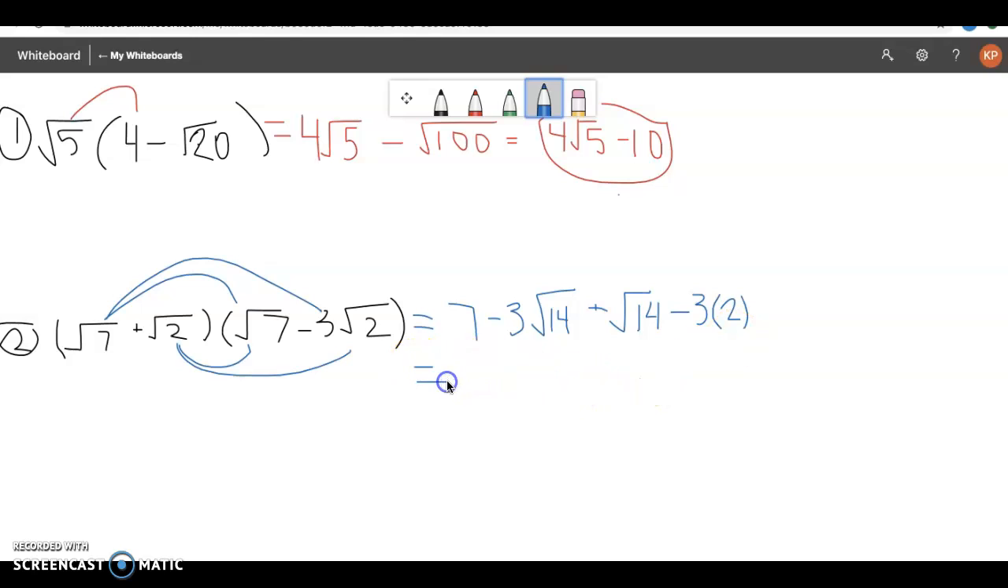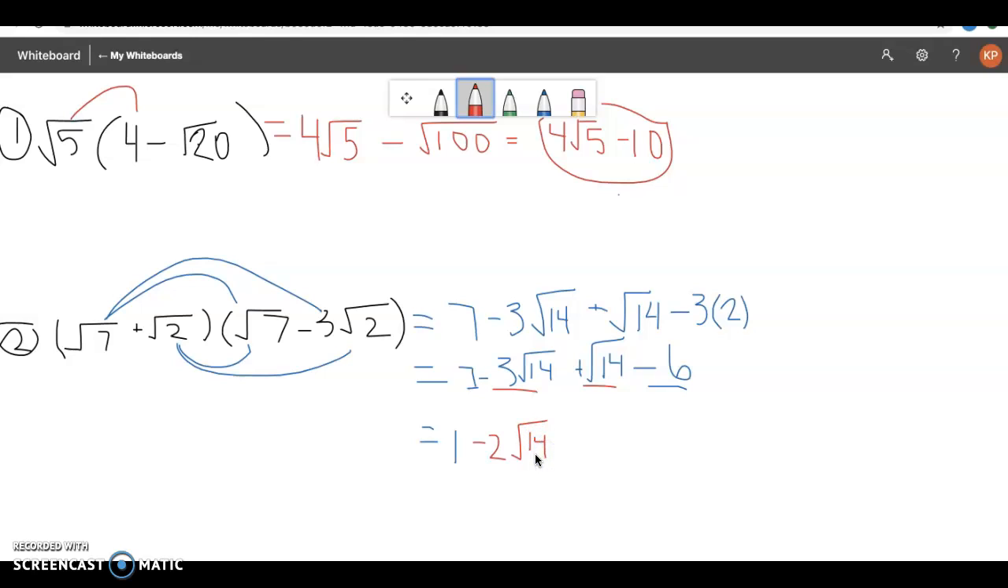So the first thing I would simplify is negative 3 times 2. So I'm going to rewrite 7 minus 3 radical 14 plus radical 14 minus 6. And I like to put the whole numbers or integers first, so I'm just going to say 7 minus 6 is 1. And then I look at negative, so these are the ones I combine first, the whole numbers. And then I'm looking at negative 3 radical 14 and radical 14. Negative 3 plus 1 is negative 2. And then radical 14 stays as it is.